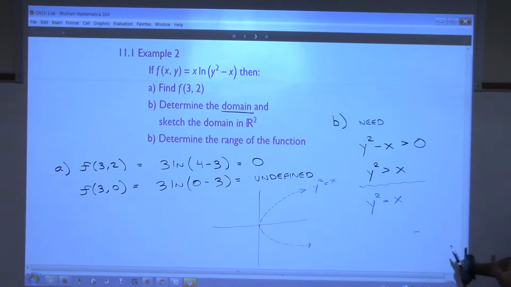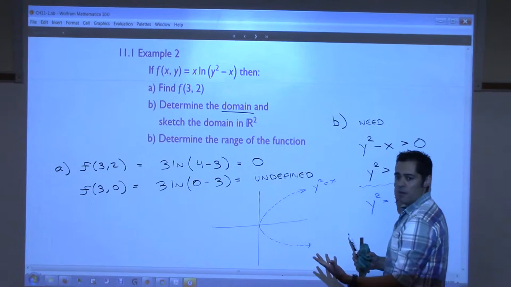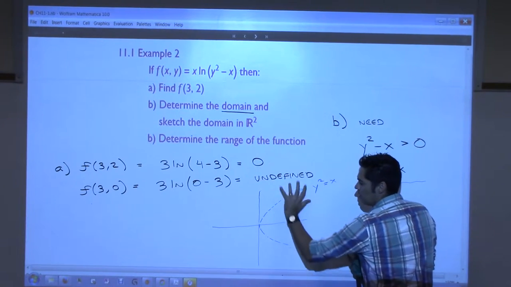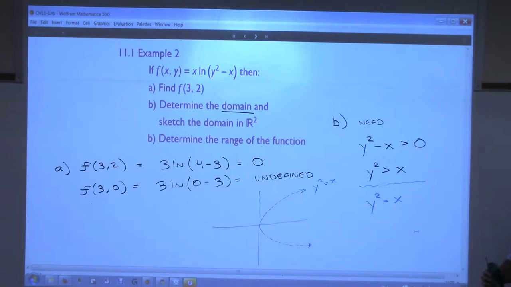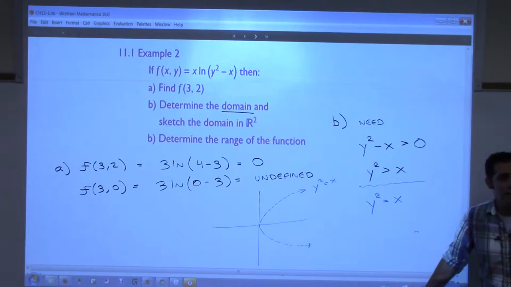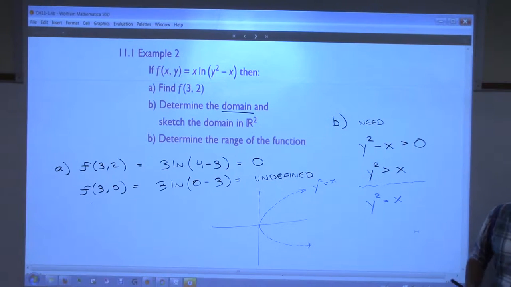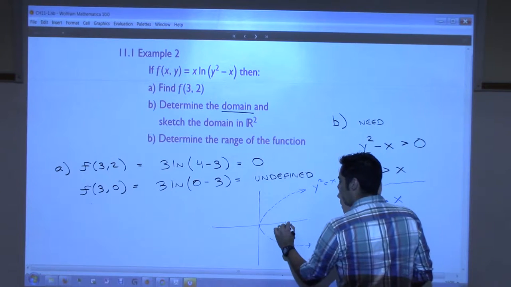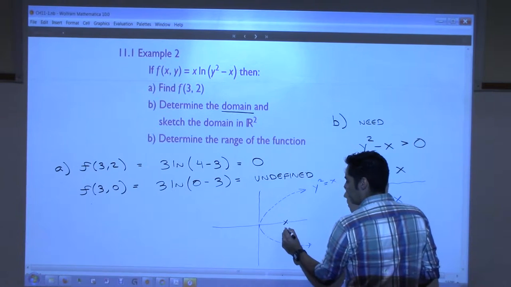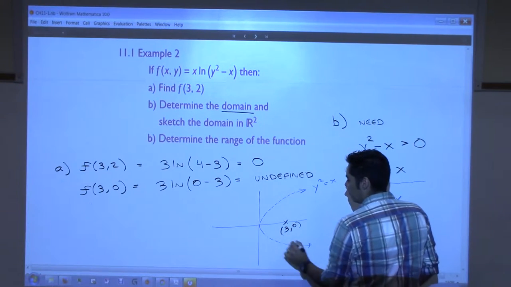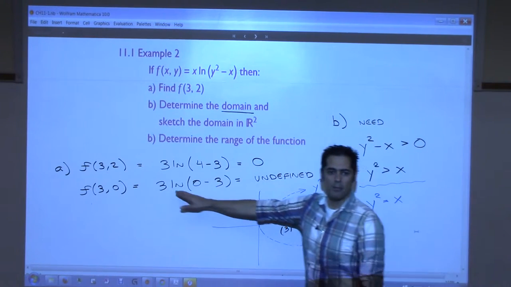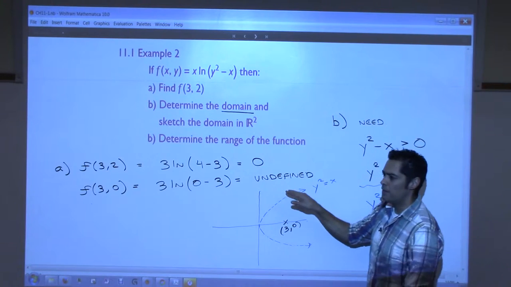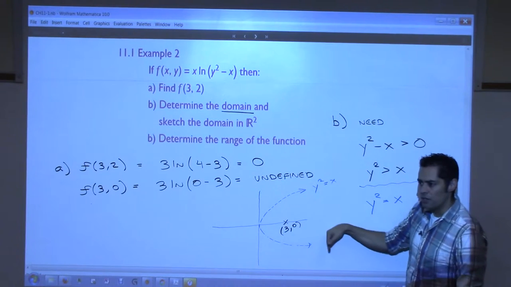And then the question is, which side of the parabola are all your other points in your domain? The stuff over here or the stuff out on the outside? And how do we normally go about determining that? Just test a point, right? Just pick a point that lives in one of the regions and test it. So a good point would be something like 3, 0. Does that live over here? Test that point. Oh, we did. Does that point work? No, it's undefined. So anything in this region shouldn't work.